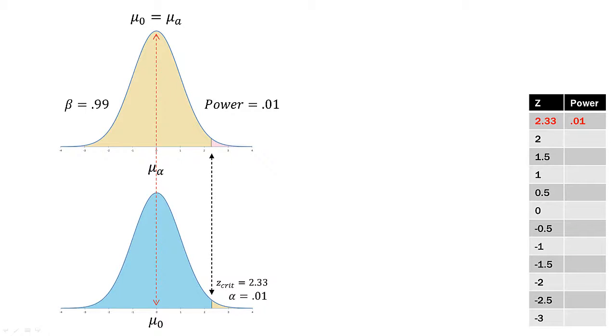Now we'll create a chart over here on the right that we'll continue to fill in as we go. So where the z-critical was 2.33, the power is 0.01. Now what we're going to do is slide this top distribution over to the right every 0.5 standard errors. So we'll slide it over to 2, then we'll slide it to 1.5, we'll slide it to 1, and so forth. So the top distribution will continue to go to the right.